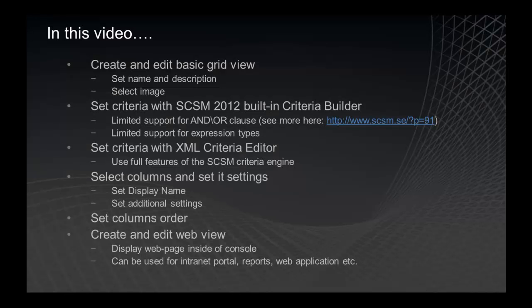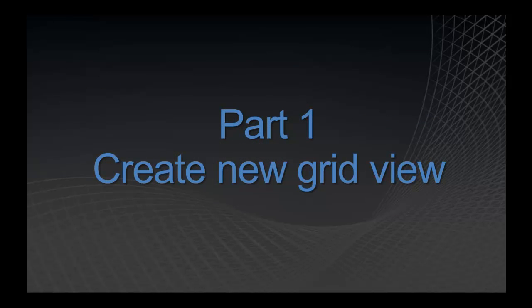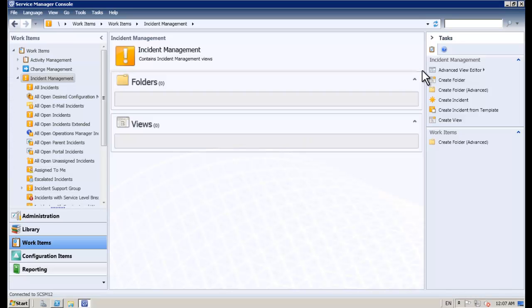In this first video I will show you how to create a new view and edit existing views. The standard built-in view editor has many restrictions, and many basic steps like changing column display names and order require you to export the management pack, edit the XML code and import it back. The main goal of the Advanced View Editor is to make it possible to change all view settings without export and import of management packs. Let's create a new view with the Advanced View Editor.